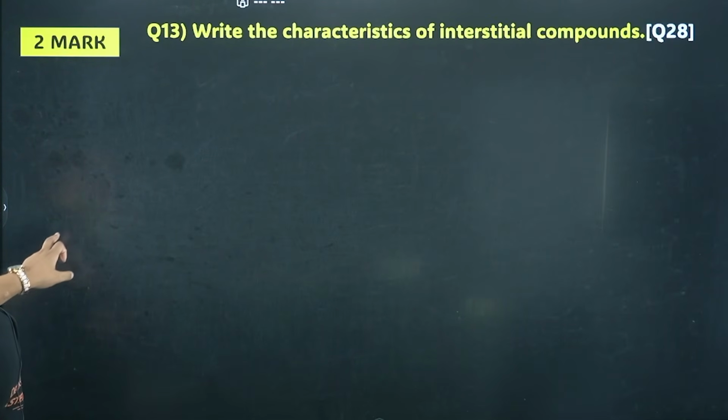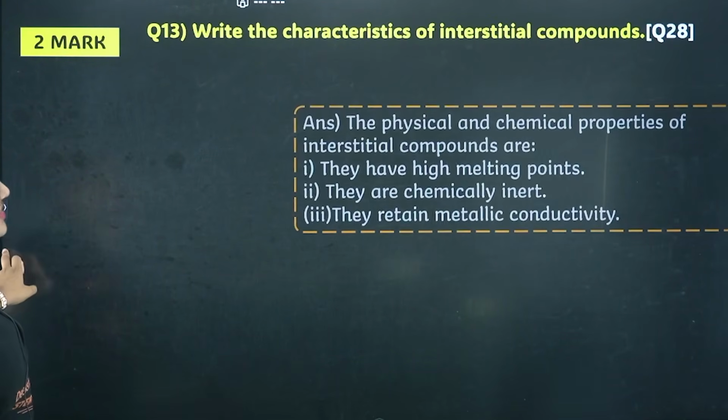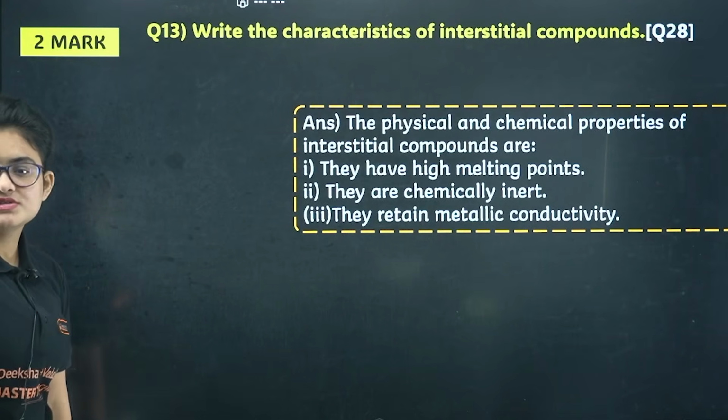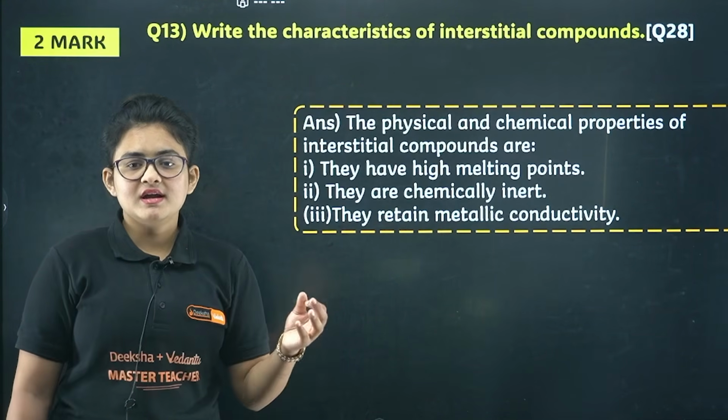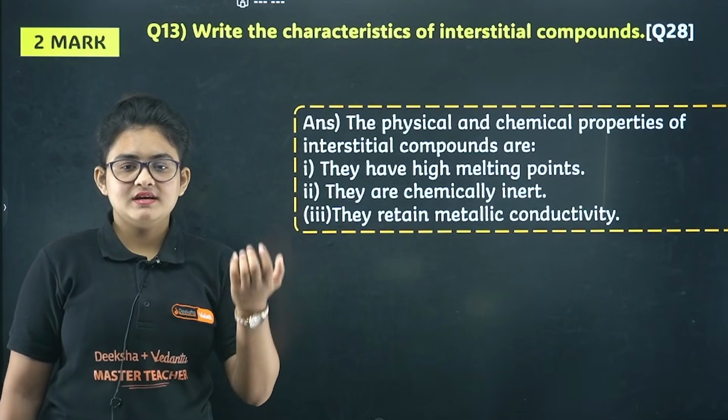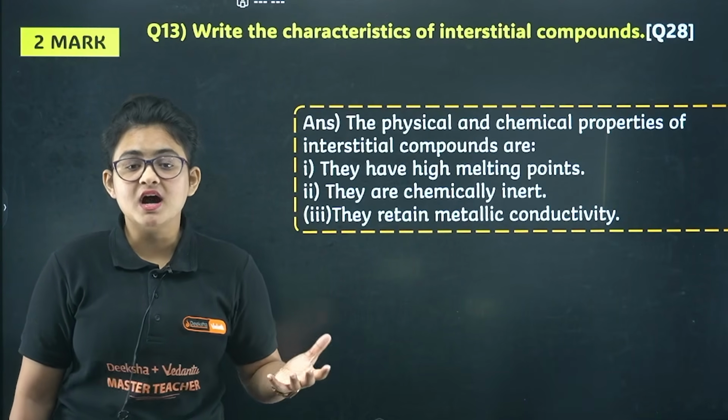Let's proceed. Write the characteristics of the interstitial compounds. Interstitial compounds definitely have very high melting points. They are chemically inert. They retain their metallic conductivity.